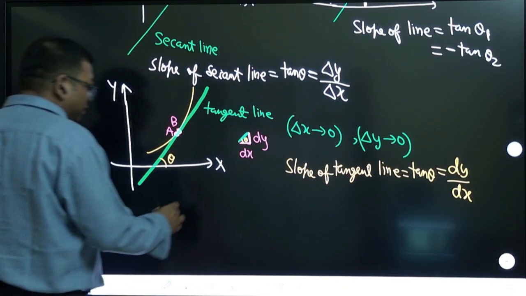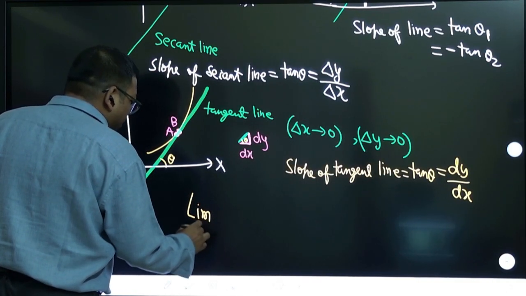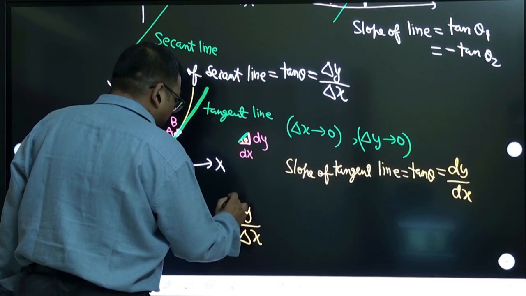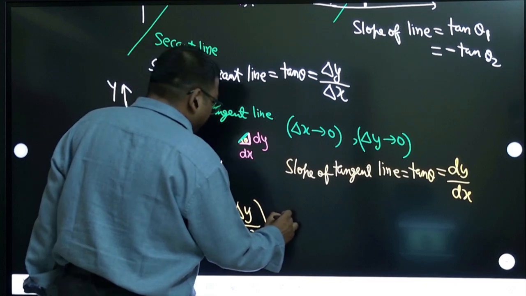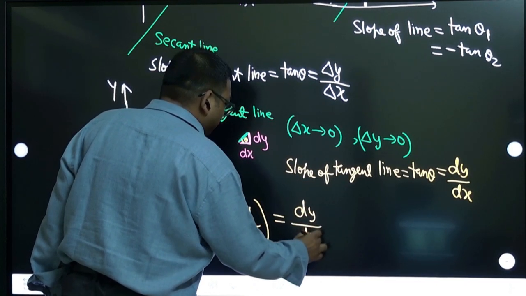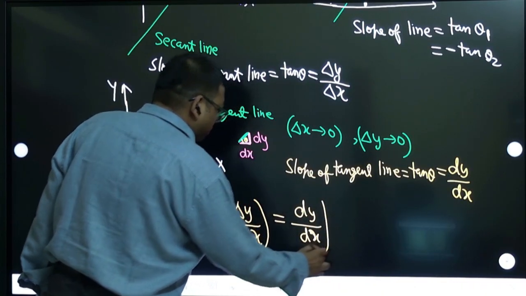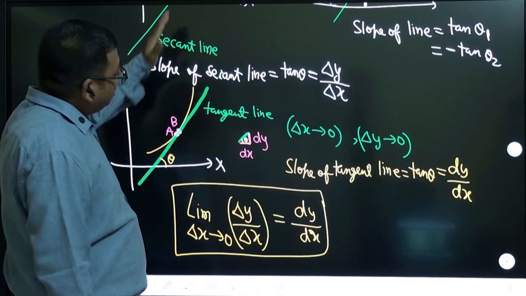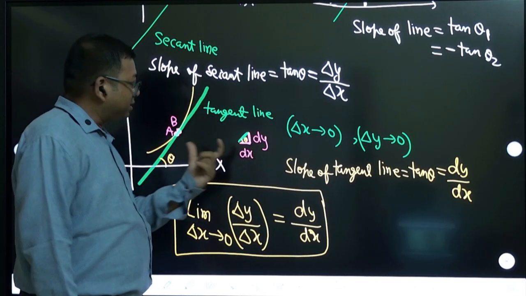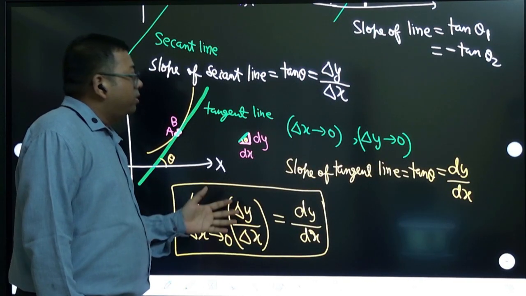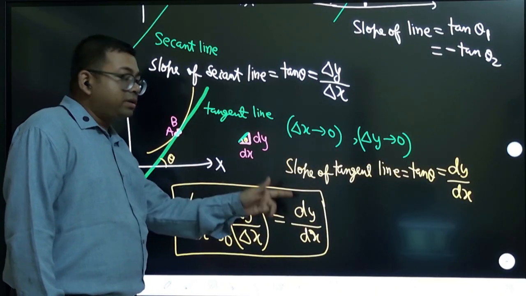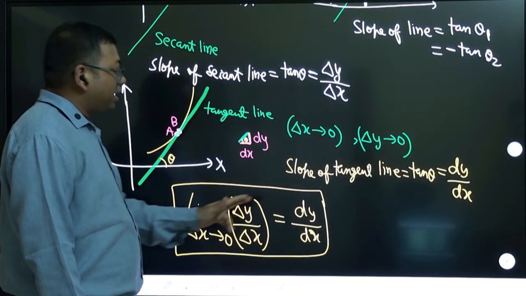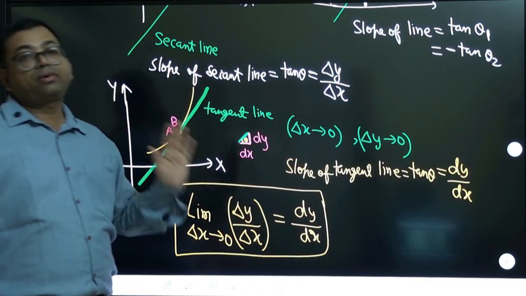So what dy by dx means is, when we apply the limit delta x tends to 0, this ratio delta y by delta x is what is called dy by dx. Clear? So that's the concept of dy by dx. dy by dx means delta y by delta x, which is the secant line, has now become a tangent line. So dy by dx is the slope of the tangent line. Delta y by delta x was the slope of secant line, and dy by dx is the slope of tangent line.